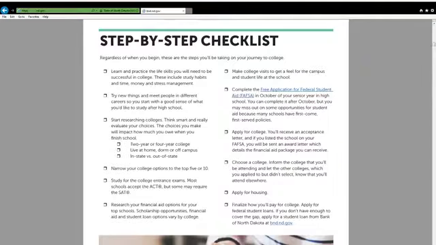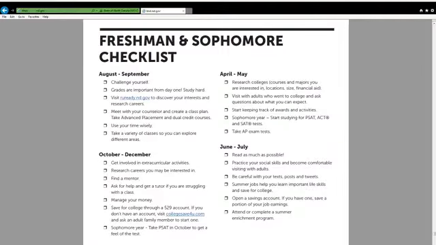So the other checklists that we have are specific to grade level in college. The one that I have pulled up on the screen here is the freshman and sophomore checklist. You'll see on here, we did group them together just because you do a lot of the same stuff.